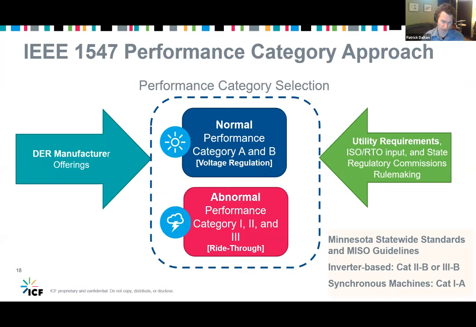And so we'll notice for normal performance categories, there are A and B. B is more capable and typically associated with inverters. And for abnormal, there's 1, 2, and 3. 3 is the most capable as well. Typically, what's been done across the country is inverters are either assigned category 2 or 3, so 2B or 3B, and synchronous machines are 1A. And that's similar to what Minnesota has done as well.